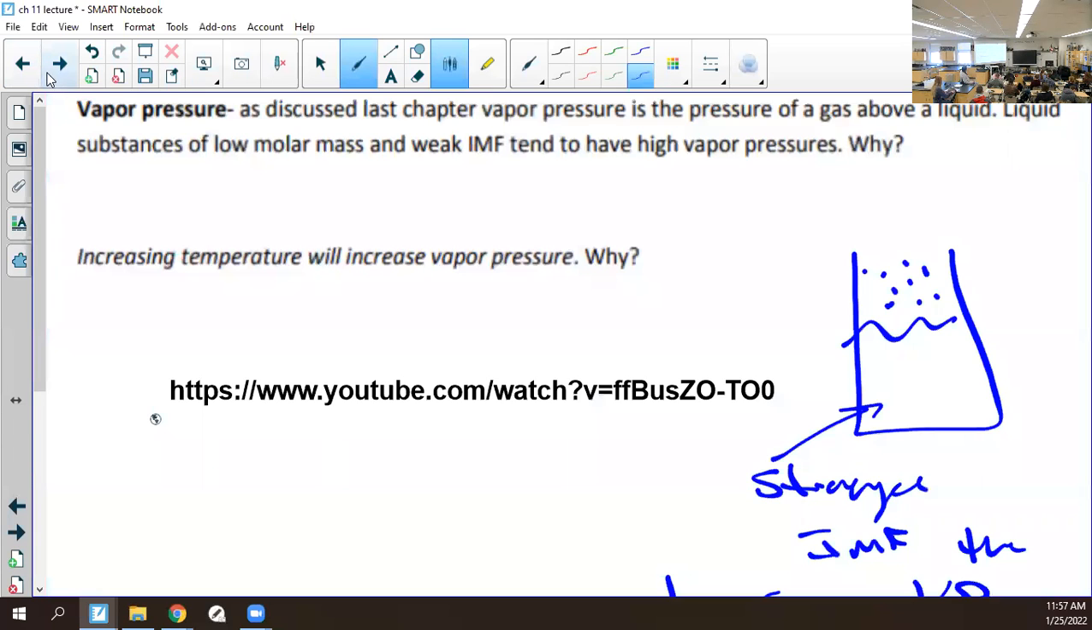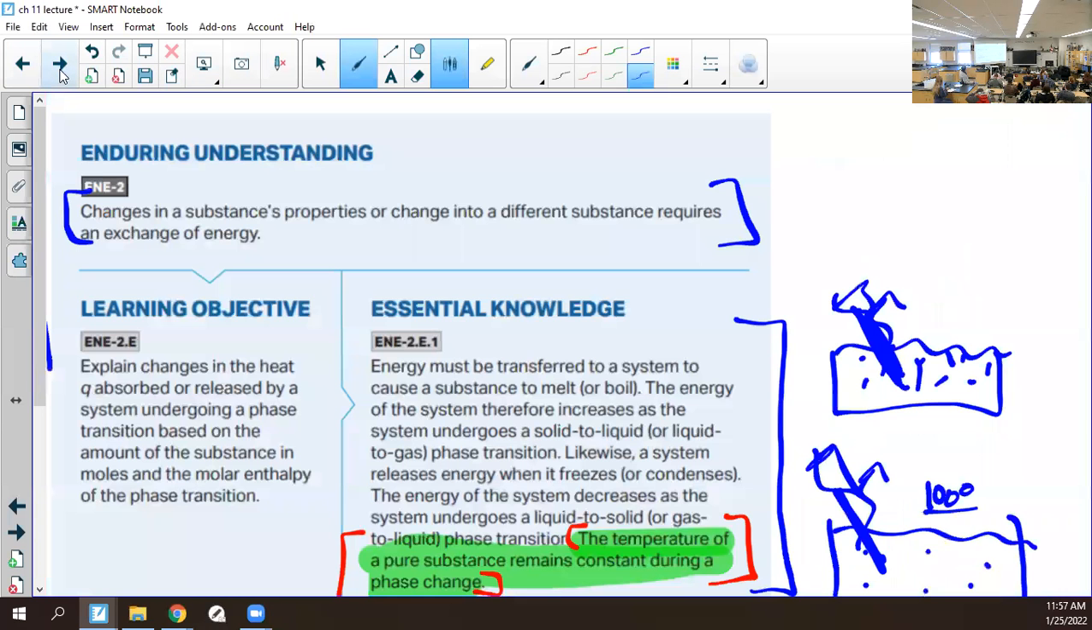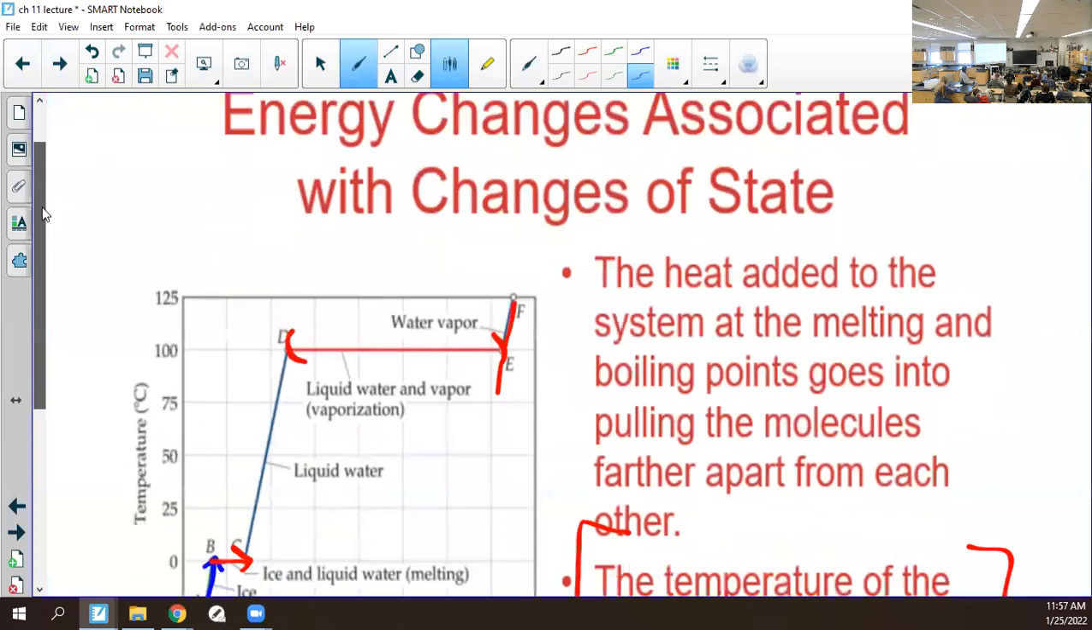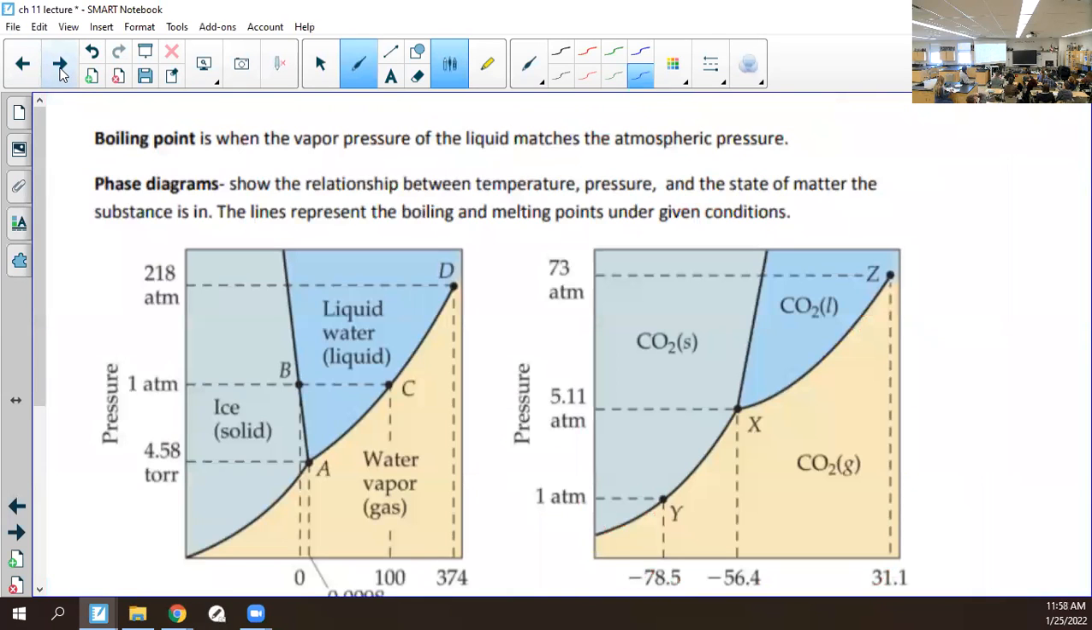So yesterday we talked about vapor pressure and all those other things. Hopefully you're all right with that. Today we talked about that. Here we go. We talked about heat of fusion, right? You could explain why this D to E segment is longer than B to C, right? You dang well better be able to. All right, then we got two phase diagrams.